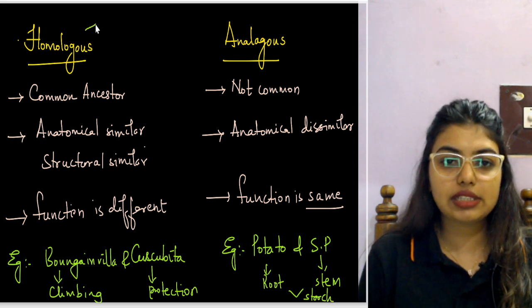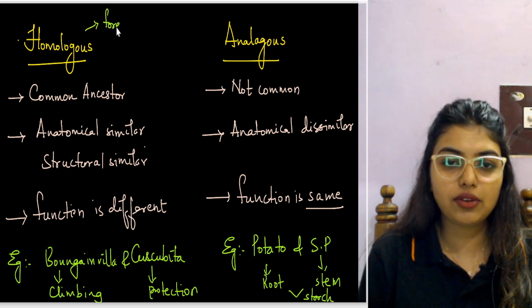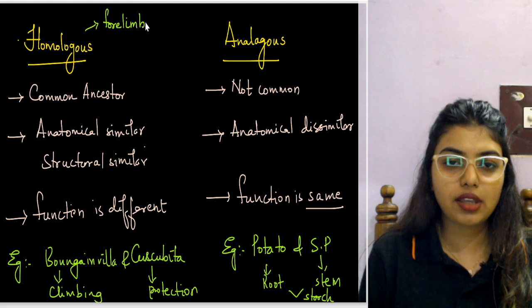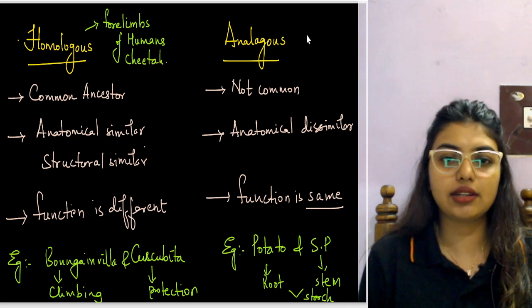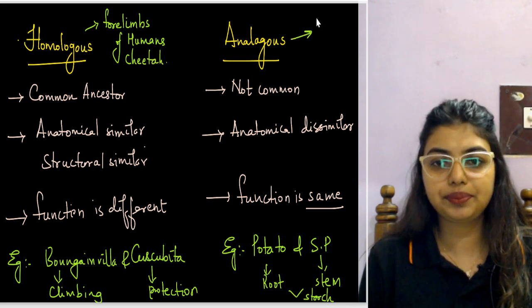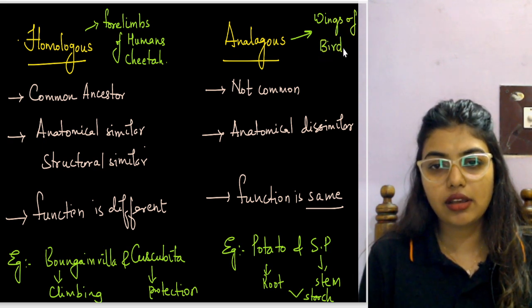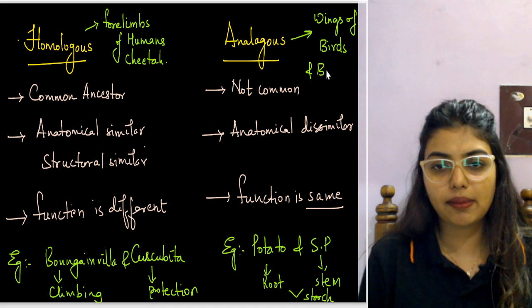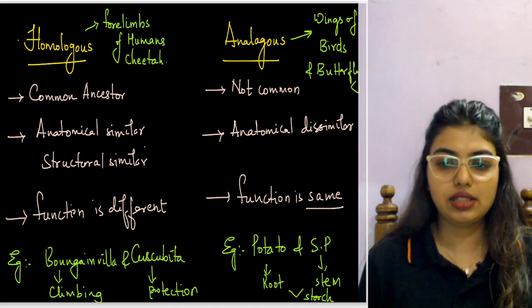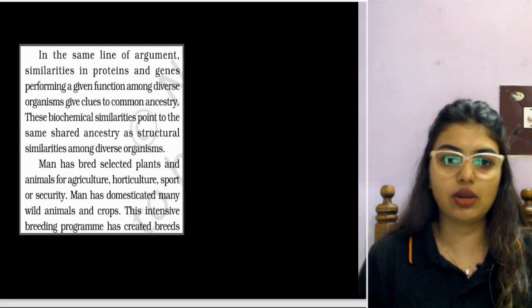Then one more example you can think of: forelimbs of humans, cheetah, etc. Here you can remember wings of birds and butterflies. So this is your homologous and analogous. Now we are going to continue.